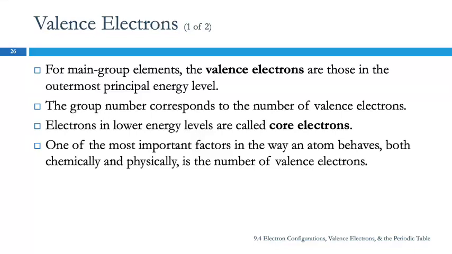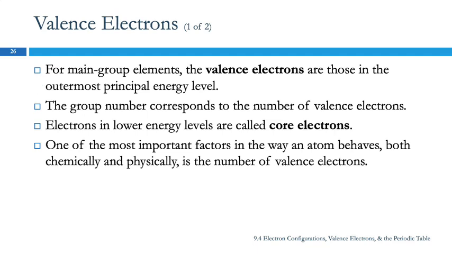So for main group elements, the valence electrons are those in the outermost principal energy level, the highest principal number, n equals 4 or something. In the hotel, these electrons are the ones on the highest floor. The group number is going to tell us how many valence electrons the main group elements have.